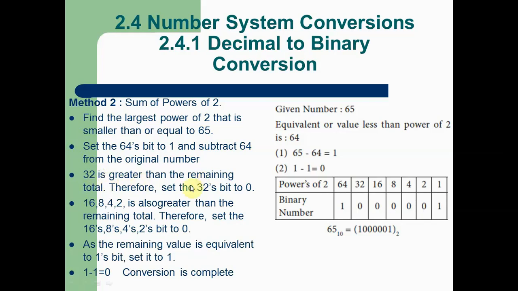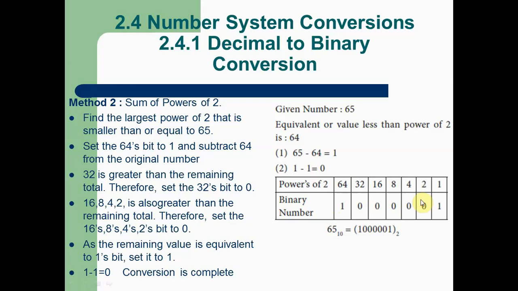32 is greater than the remaining total, therefore set the 32's bit to 0. In the same way, 16, 8, 4, 2 are also greater than the remaining total, therefore set the 16's, 8's, 4's, 2's bits to 0. As the remaining value is equivalent to the 1's bit, set it to 1. So 1 minus 1 is equal to 0. Conversion is completed. So this is the final result which we get from the sum of power of 2 method.